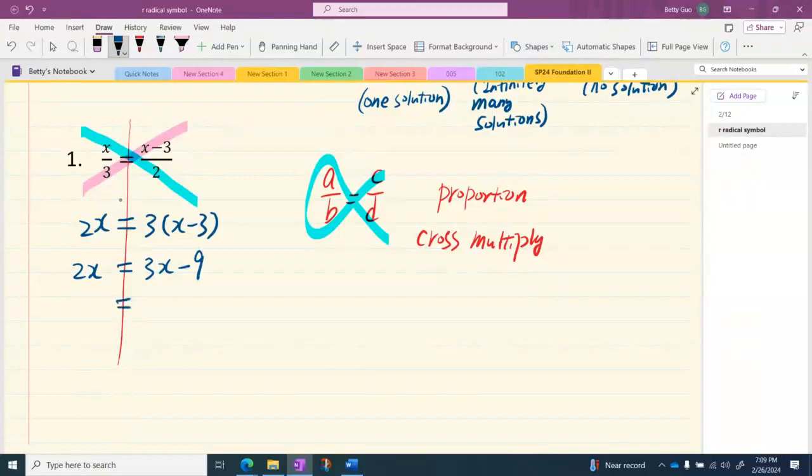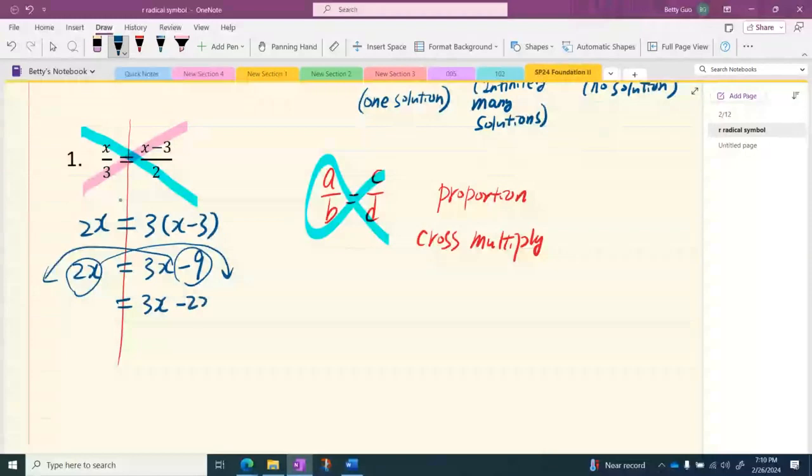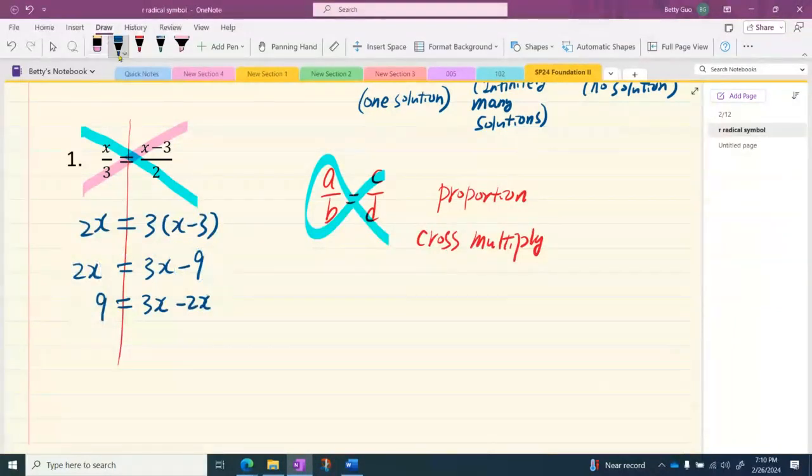right? And this time I'm going to move them to the right. Move the 2x to the right, and this 9 to the left. Please don't forget to change the sign. Yeah, practice. What happened is I moved the 2x over, so positive 2x became negative 2x. And I moved the 9 over, so negative 9 became positive 9. I do this to avoid handling a negative sign. And now I have 3x minus 2x, I have x.